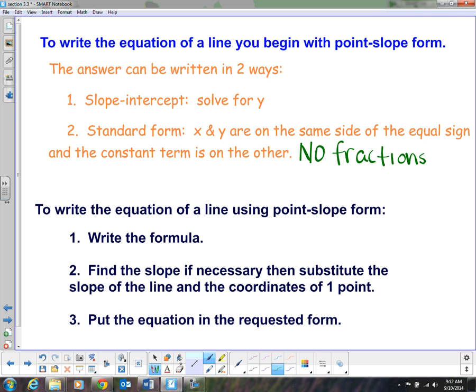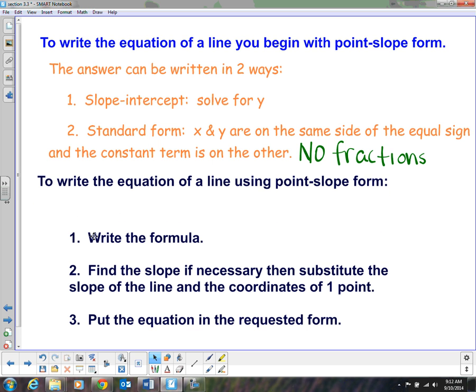Slope-intercept form is your workhorse. Standard form is your beauty queen. Okay? Standard form looks pretty. It's about as useless as possible, but it looks good. Slope-intercept form is very, very useful.